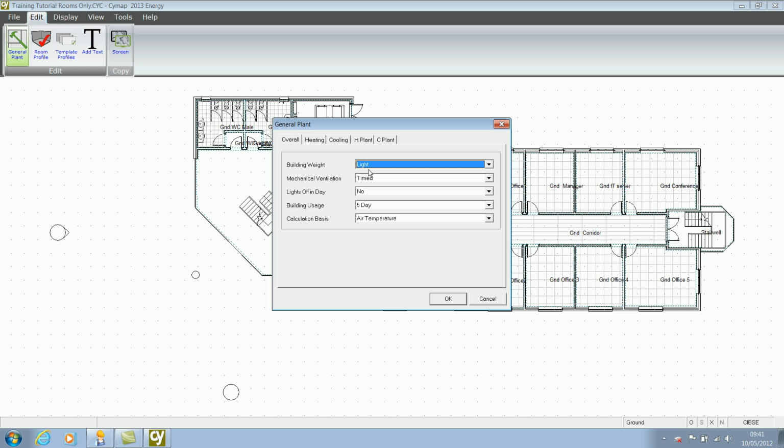So first of all, you have your building weight, mechanical ventilation. This will have a bearing on your plant modelling, whether or not your light fittings are off during the day, the building usage, which will have a bearing on the energy consumption, and the calculation basis, whether you're looking at predominantly a radiant system or an air system. That will enable the program to differentiate between radiant calculations and air temperature. So if you're doing predominantly underfloor heating, you might want to refer to dry resultant temperature.